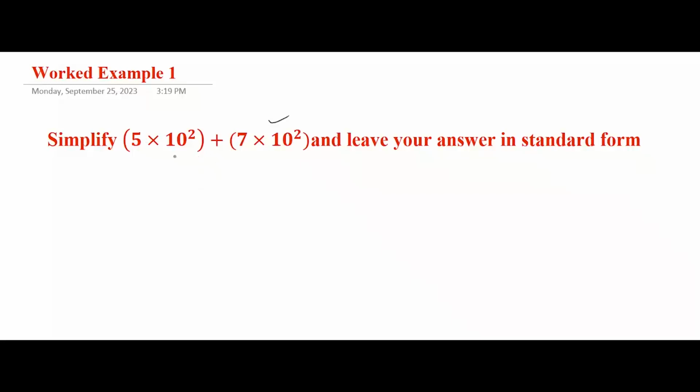The first one is this. 10 is raised to the power of 2 here, and 10 is raised to the power of 2 here. We can easily factor out 10 to the power of 2. So that will be 5 add 7, then times 10 to the power of 2. This is what you need to do. What you have in the bracket, if you multiply it by 10 to the power of 2, it will give you this and this. That is, 5 times 10 to the power of 2 will give you this, and 7 times 10 to the power of 2 will give you this.